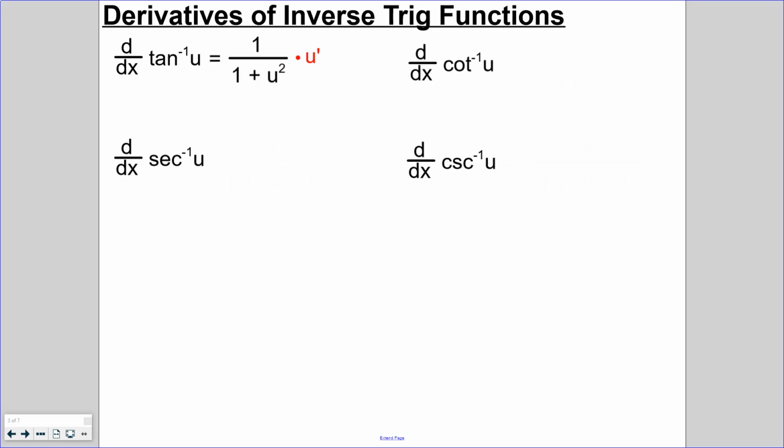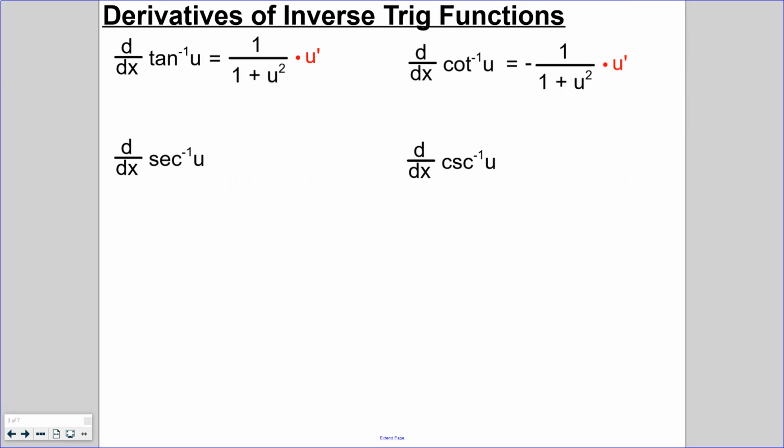Then, the derivative of inverse cotangent of u is going to be very similar. Since this is a co-function, with a c in the front, it's just going to be the negative version of inverse tangent, which is negative 1 over 1 plus the inside squared. And if we do have to use the chain rule, it'll then be times u prime, or the derivative of u.